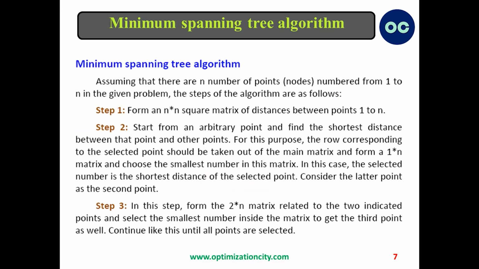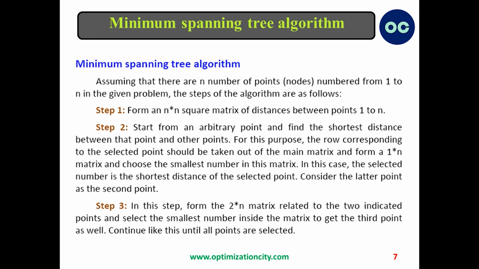So let's go to the algorithm of the minimum spanning tree. The algorithm for finding a minimum spanning tree can be explained in simple words as follows. In step 1, create a square matrix of size n times n, representing the distance between n points or nodes numbered from 1 to n.